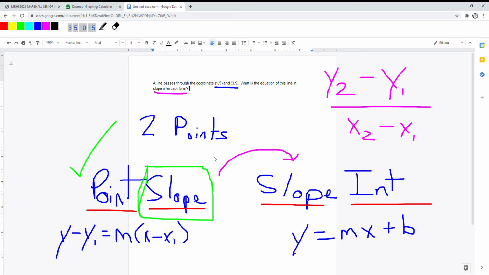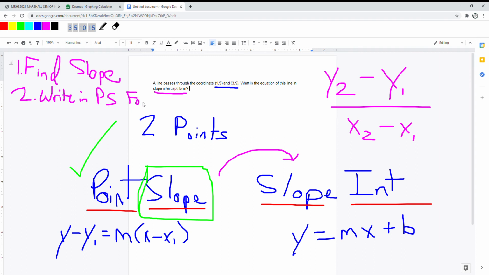All right, so here's what we're going to do. We are going to find the slope from these 2 points. We're going to put it in point-slope form, and then we're going to convert it to slope-intercept. A 3-step process. I'm going to write those steps right over here so that we can jot these down in our notes. So these are the steps to take whenever you are given 2 coordinates a line passes through. You are to first find the slope. You are then to write in point-slope form, and then you convert that into slope-intercept form.